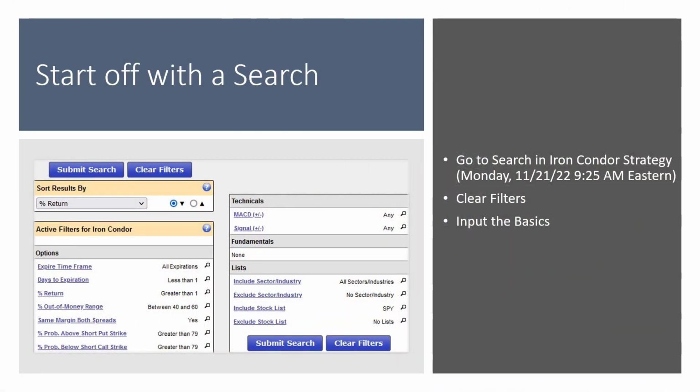On Monday morning, November 21st at 9:25 a.m., we created a search for the Iron Condor 0 days to expiration. The first step, since this is a very specific search, is to click Clear Filters and empty everything out of the parameter field from a previous default search. Then we input the basics. We selected our expiration time frame to be all expirations and set the days to expiration to be blank to 1. Don't use 0 to 1, just use blank to 1.